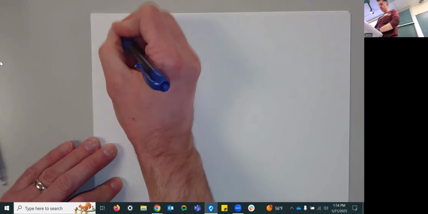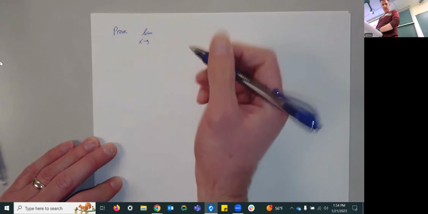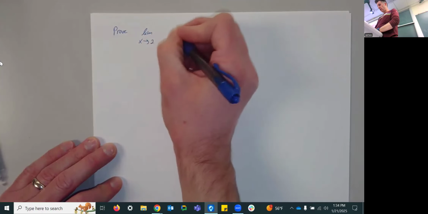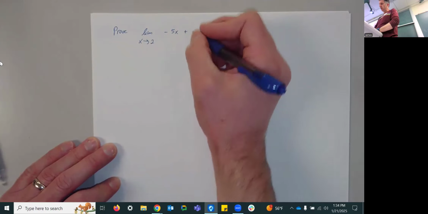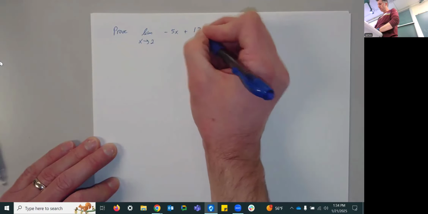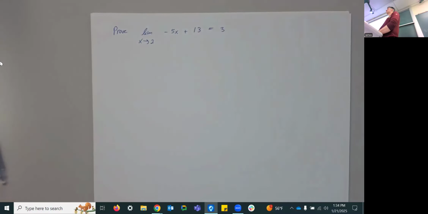So let's look at the following. We want to prove the limit as x approaches 2 of negative 5x plus, I don't know, 13 is equal to negative 10 plus 13, which is 3. So that's our job. And honestly, before I start writing out the proof, I like to do the algebra.